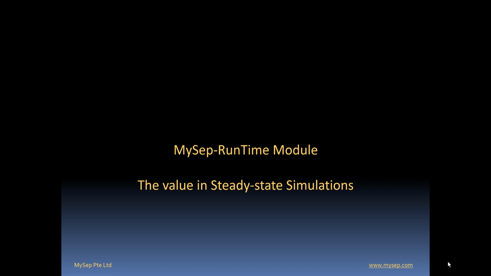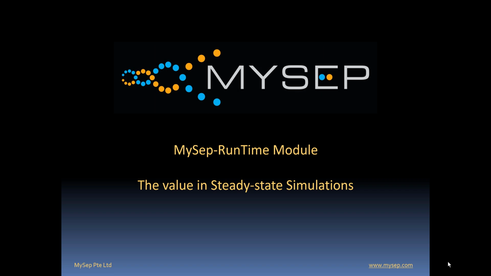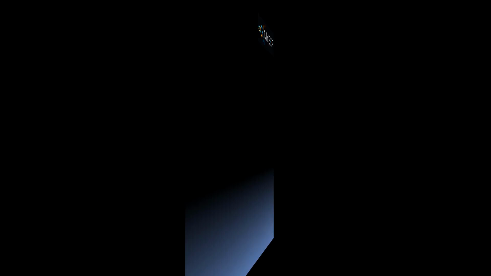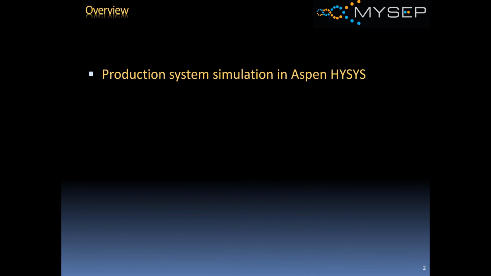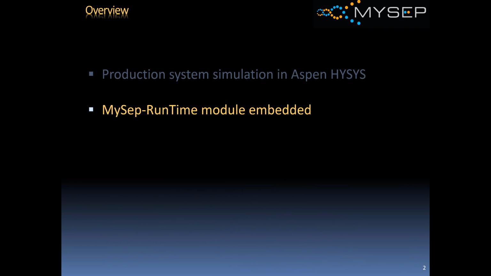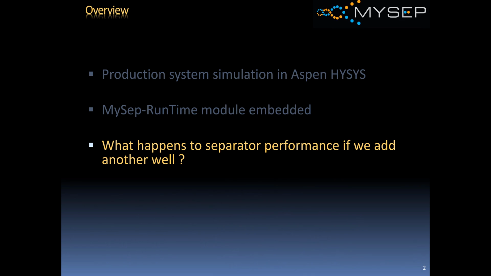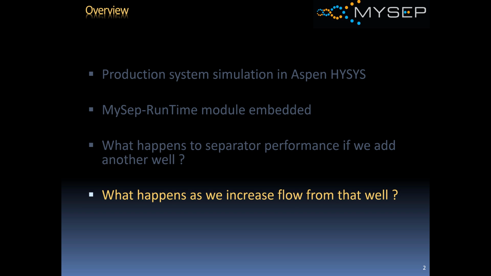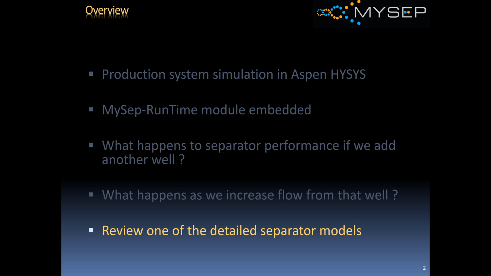Hi, in this video we're going to look at rigorous separator modeling using MySep RunTime embedded in a Hysys steady-state simulation. We're going to look at a production system in Aspen Hysys. The MySep RunTime module is embedded. We're going to see what happens when we add another asset, and we'll watch what happens as we increase the flow from that well. Then we'll review the details of one of the separator models.